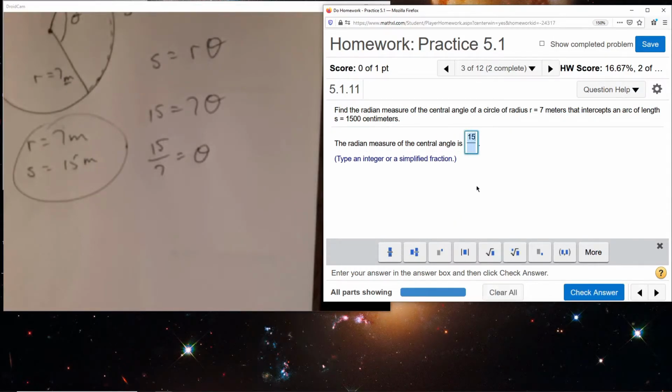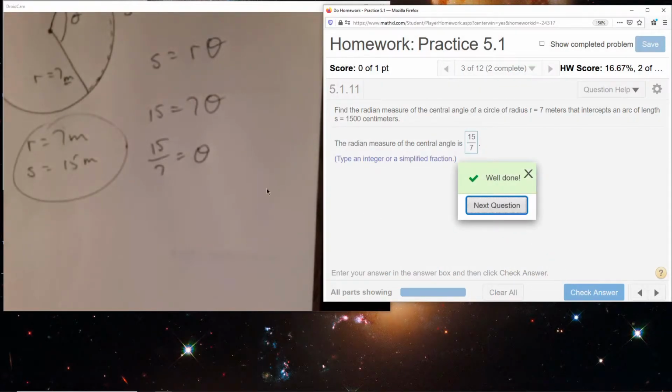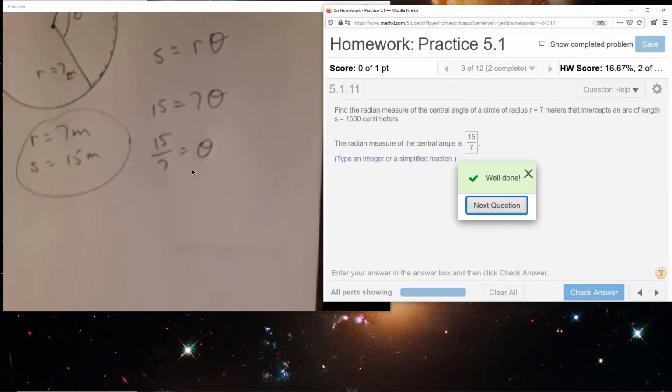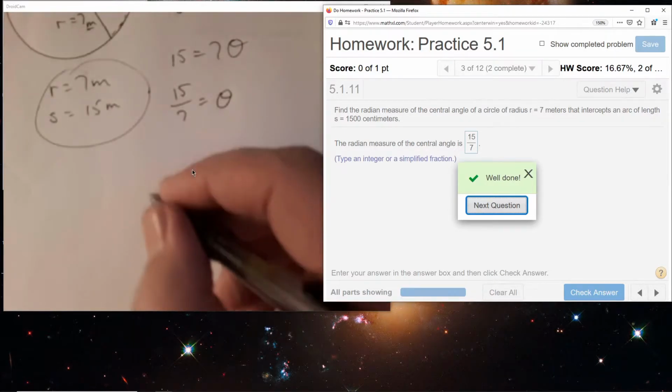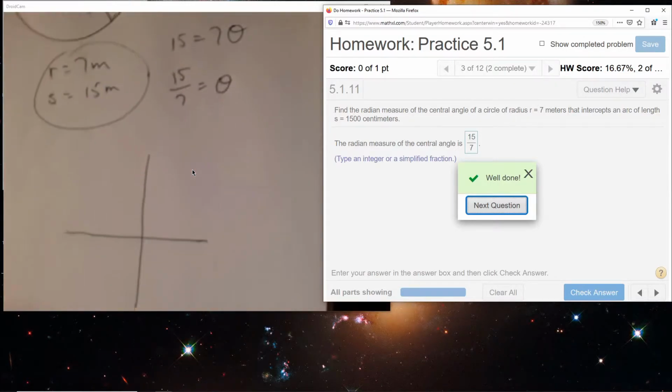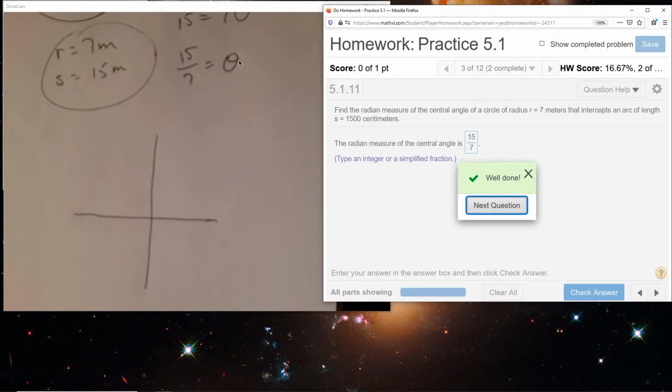So let me ask this. 15 over 7, where is that on a graph? It's another good thing to start thinking about here. So an angle of 15 over 7, what quadrant is that in? So you want to think about, first of all, 7 over 7 equals 1. That's 1 radian. 14 over 7 is 2 radians.